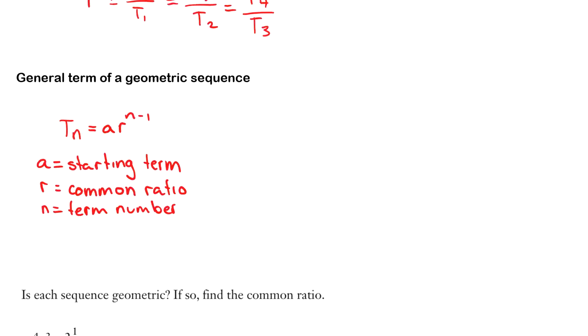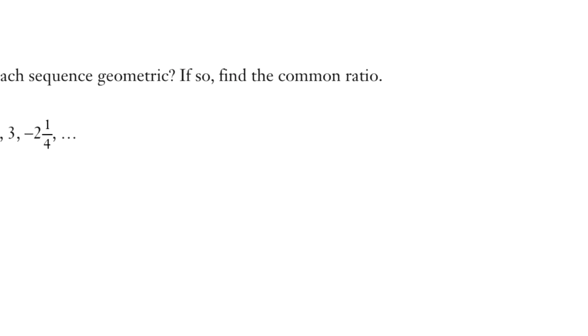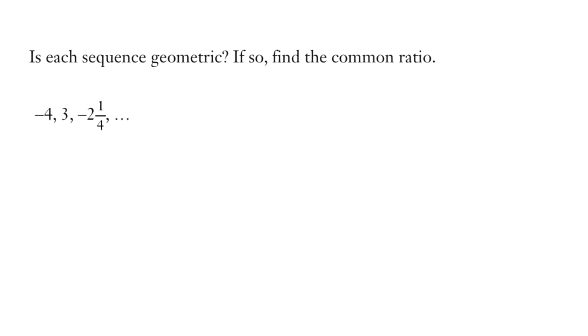We are now going to answer some questions. Is each sequence a geometric sequence? If so, find the common ratio. To prove this, we need to find two common ratios and then compare them to see if they are the same. So we'll start with r1, and r1 is going to be our term 2 divided by term 1. In this case, it's 3 divided by -4, and we can leave it as that.